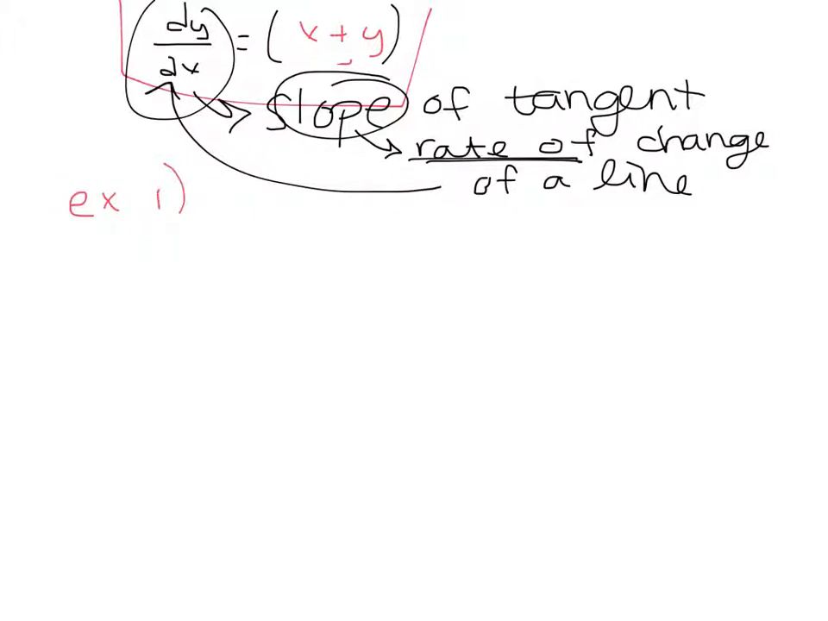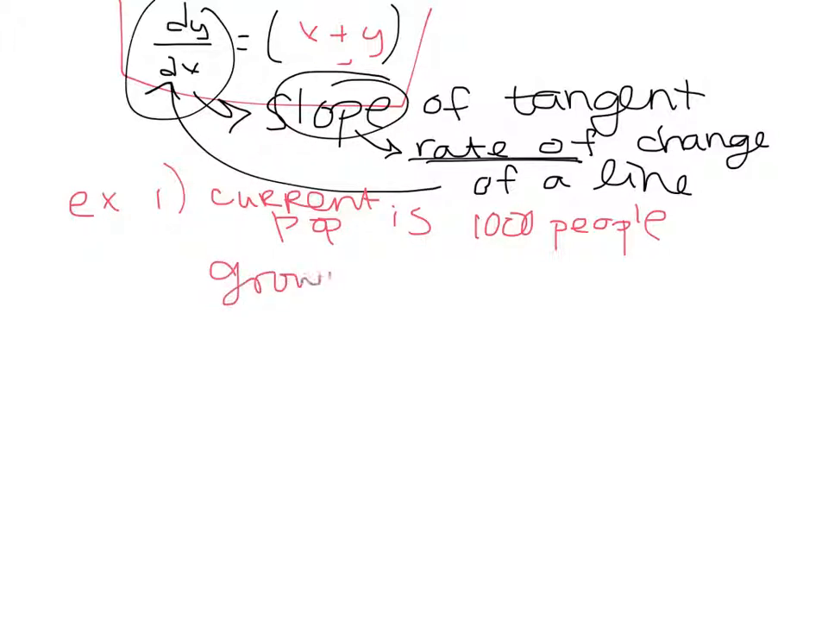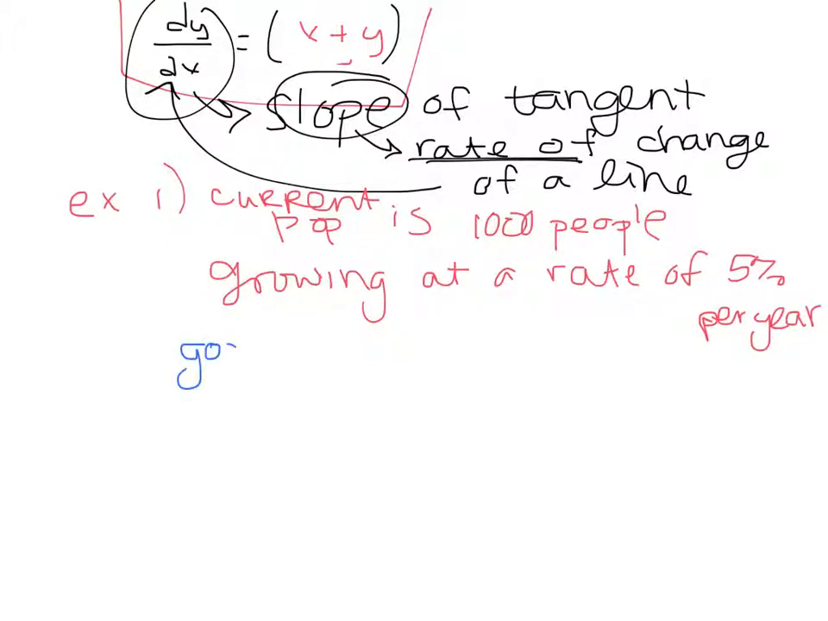Okay, we're going to say that the current population is 1,000 people, okay? So we're dealing with like some small town. Okay, so the current population of whatever small town we pick is 1,000 people, and it is growing at a rate of 5% per year. 5% per year. Okay, and for this problem, my goal, or what I want to do, erase that.